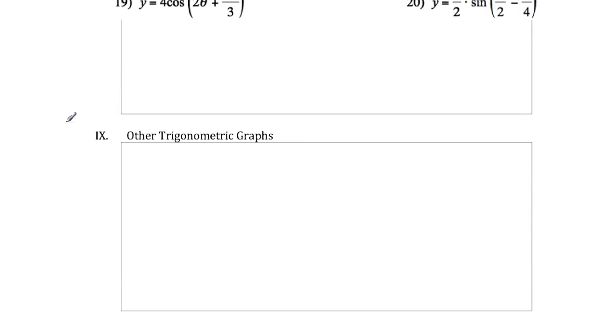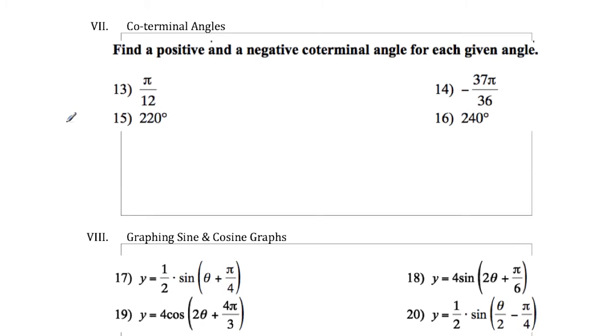Speaking of coterminal angles, we're going to look at coterminal angles right now. We want to add and subtract to find a negative and a positive. Here we are going to add 24 pi over 12 to get 25 pi over 12, and we're also going to subtract to get negative 23 pi over 12. So these are the two coterminal angles there.